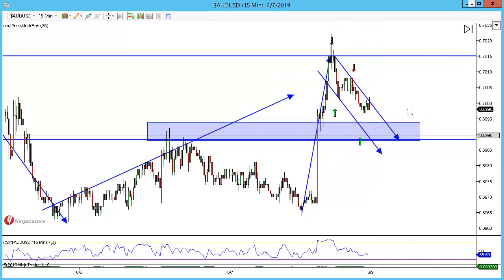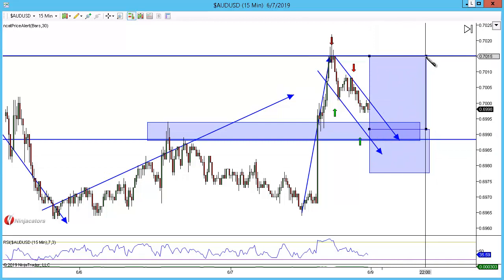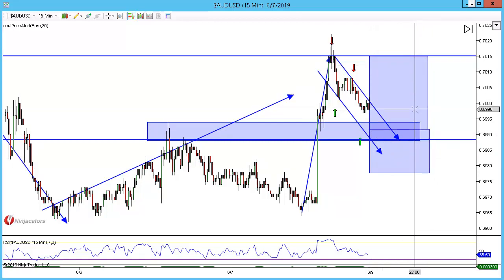Now personally, I would only be playing for a retest here, so depending what your entry is, you might be looking at this much of risk for around this much of reward. That's the Aussie dollar, Euro, Aussie.